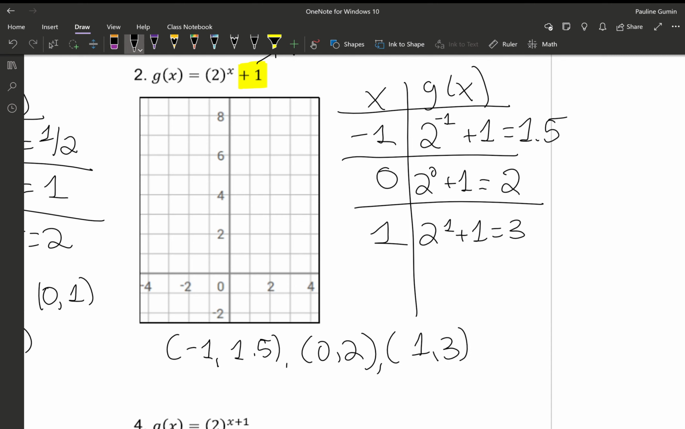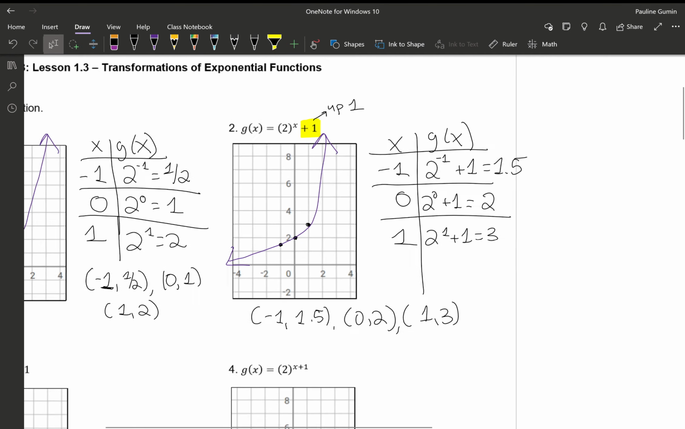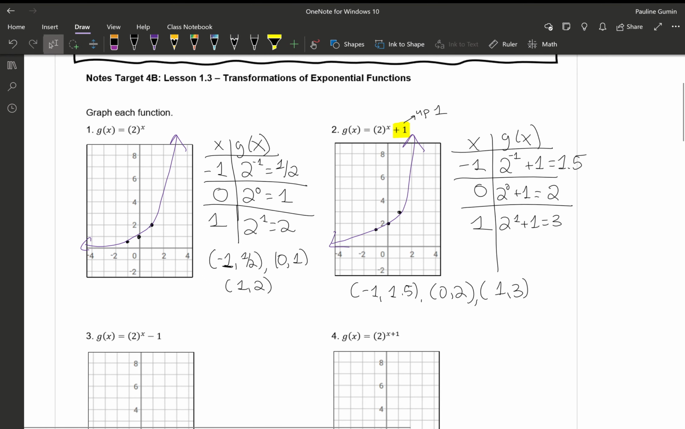Now hopefully after graphing this, we can compare it to number 1, and you will see that we indeed took that first function and moved it up. Okay, -1, 1/2 is right here, 0, 2, and 1, 3. Let's draw our swoop. There's our function. So take a look at number 1 and 2. Hopefully you can see that it looks like we took number 1 and we scooshed it up.